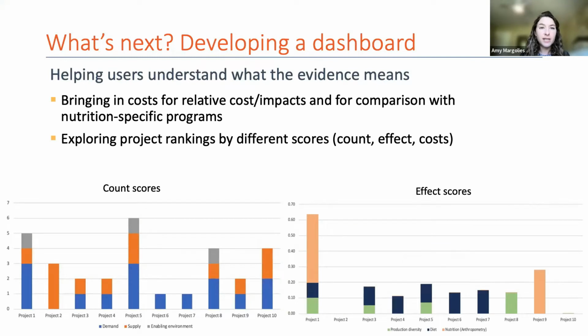Ultimately, what we're trying to get to is a dashboard that's user-friendly, and it's helping the users understand what the evidence means. We have a lot of variation in performance in the types and sizes of effects, so essentially this would allow users to explore those project rankings by different scores, the count score effects, and eventually bringing in costs as well, which will be pulled from our group of economic evaluations of nutrition-sensitive interventions that we're conducting.